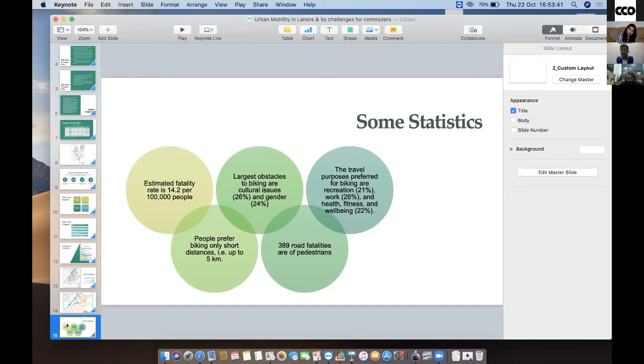Then commuting related to recreation, work, health, fitness, and well-being is also very low if we compare to the rest of the world. People have a tendency, if they have to travel up to 5 kilometers, to prefer going by bicycle, rather than adopting any other mode of transport.